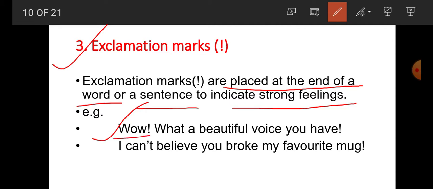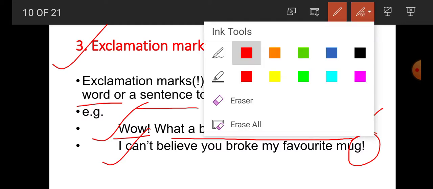So here, after "wow", that expresses a strong feeling, and "what a beautiful voice you have" also expresses a strong feeling. What are we using? Exclamation mark. And this sentence is also an exclamatory sentence. "I can't believe you broke my favorite mug!" This also expresses a strong feeling of surprise, and that's why the exclamation mark is used here. So students, we have got that the exclamation mark is used with exclamatory sentences and after a word that expresses strong feelings.